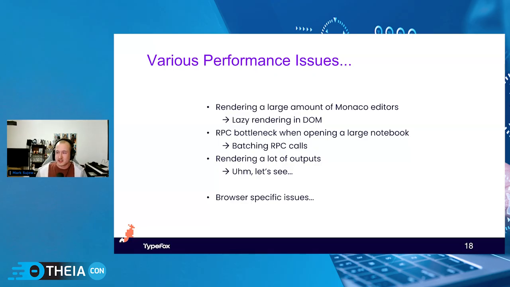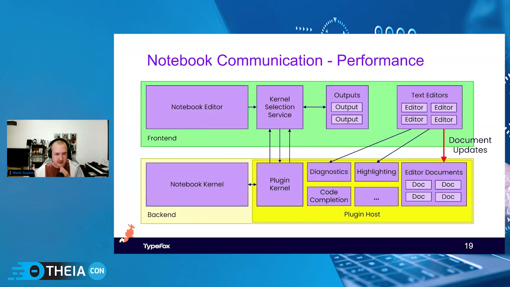But there were quite a few issues, actually, which weren't as easily solvable. One being, for example, an RPC bottleneck. When we open large notebooks, you see a theme here. Generally, it's not an issue rendering small notebooks. It becomes really an issue if you work with huge notebook documents. And the RPC bottleneck, let me quickly show you a graphic, actually.